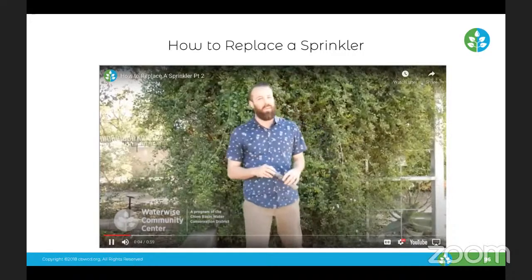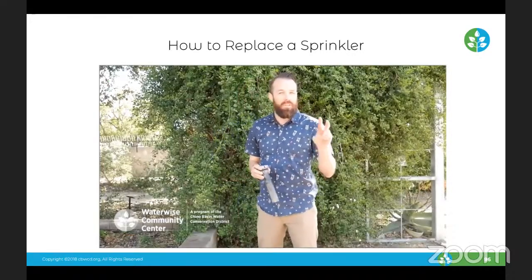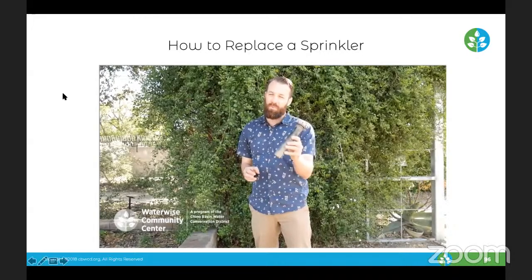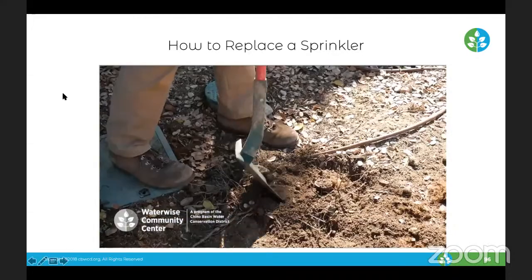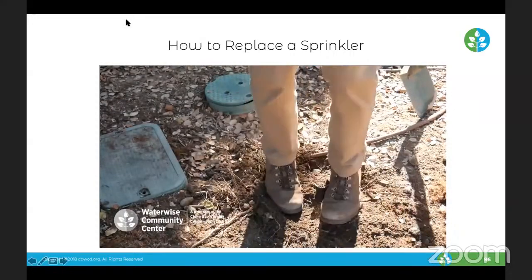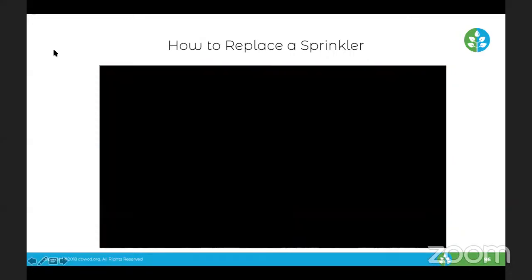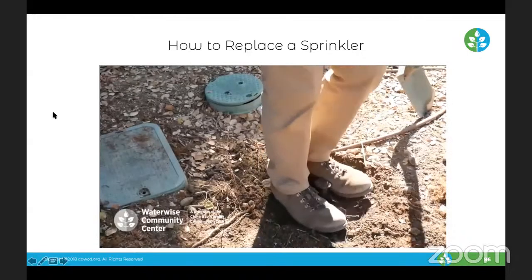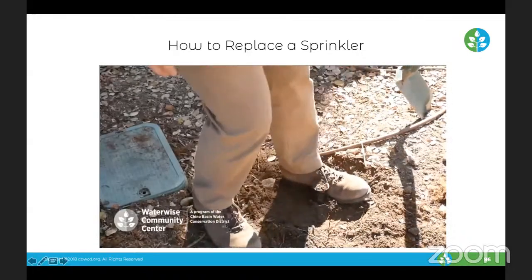Hi again, it's Brandon with the WaterWise Community Center, and this is part two in our series on how to replace your sprinkler. One of the important things while setting our sprinkler back is to make sure we compact the soil around it. Make sure that the sprinkler is up straight.